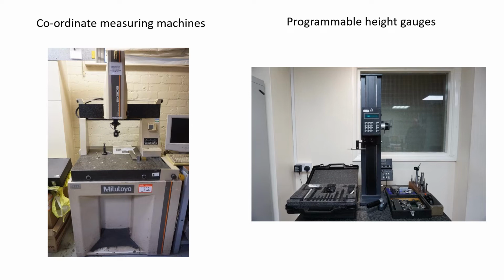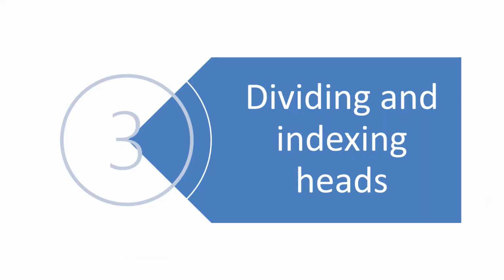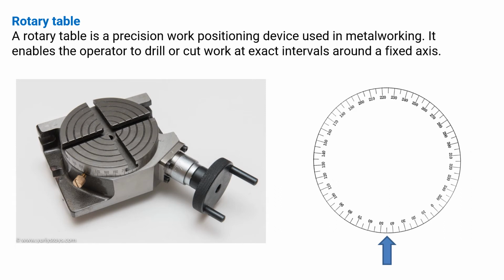For larger objects, or for objects that have internal cavities and features, coordinate measuring machines and programmable height gauges are another option. This technology is readily accessible, and the cost of this equipment has reduced considerably in recent years. Dividing and indexing heads. Rotary tables. A rotary table is a precision work positioning device used in metalworking, mainly on mills, drilling machines, boring machines, and they enable an operator to drill or cut work at exact intervals around a fixed axis.